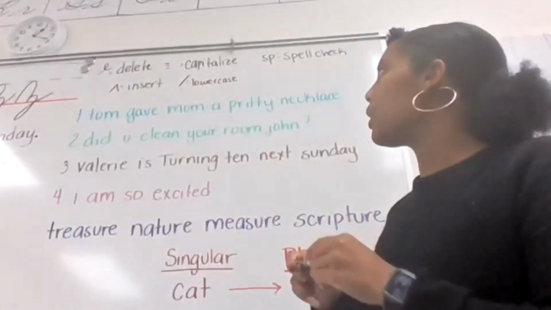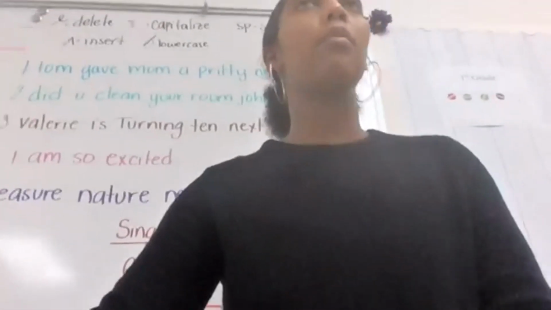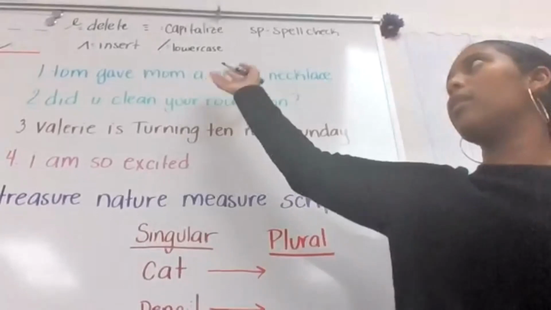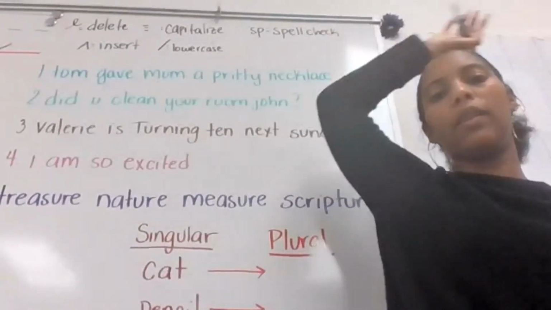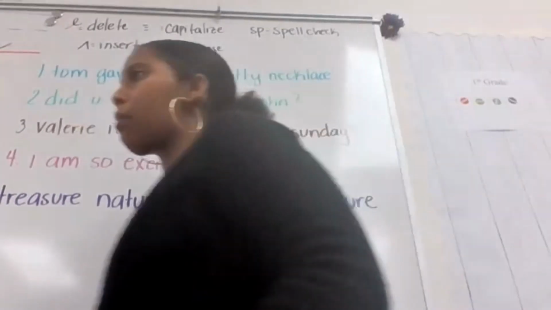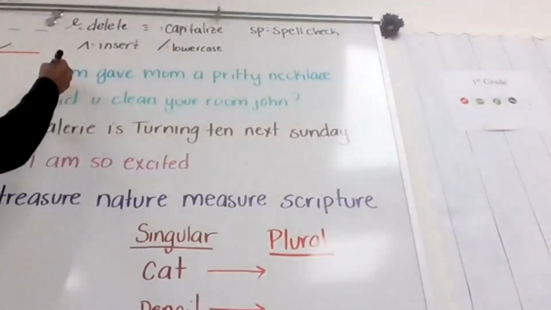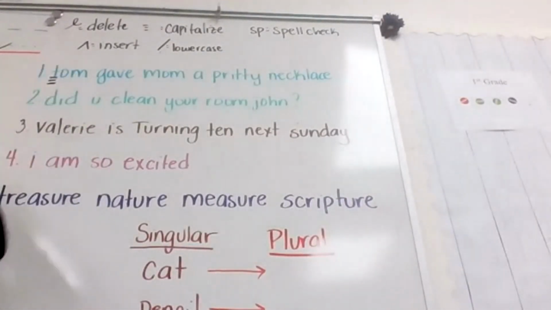Let's start with number one. Tom gave mom a pretty necklace. Would anyone like to tell me how I should have corrected this sentence? So you should have written it down just like this and then put your marks. Okay, go ahead, Camille. Capitalize the T in Tom. Okay, so I should have three lines under the T in Tom.